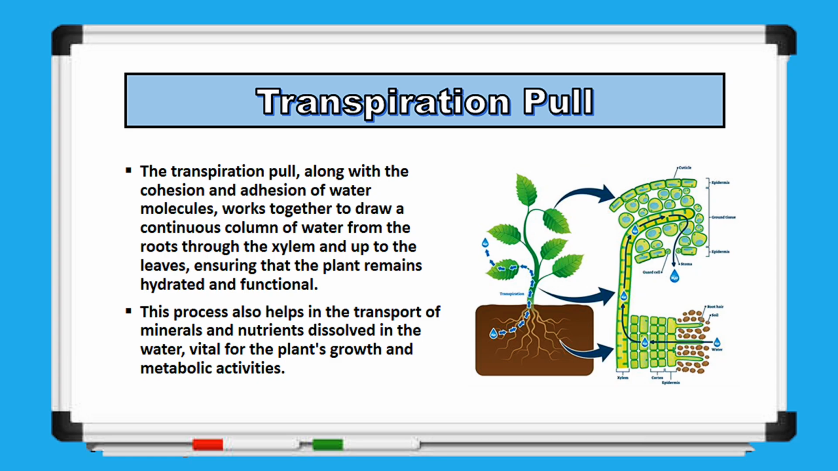To sum up, transpiration pull, supported by the cohesive forces between water molecules and their adhesion to the xylem walls, works to maintain an unbroken column of water moving from the roots, through the xylem, and up to the leaves. This constant flow ensures the plant stays hydrated and able to carry out its functions. In addition to water, this upward stream also transports dissolved minerals and nutrients, which are crucial for the plant's growth, development, and metabolic processes.